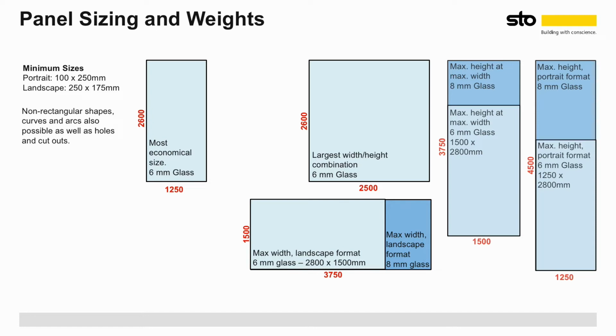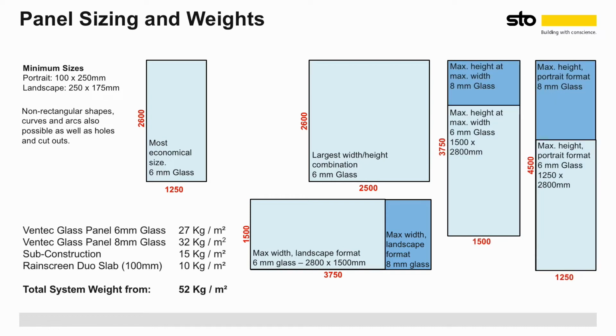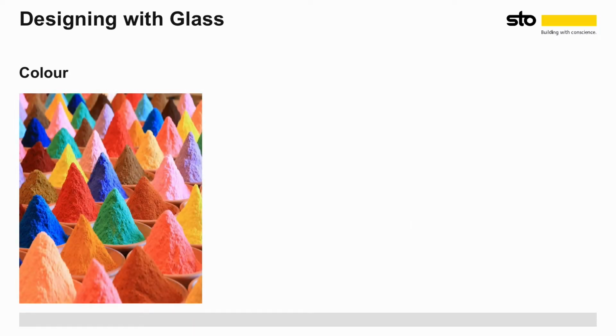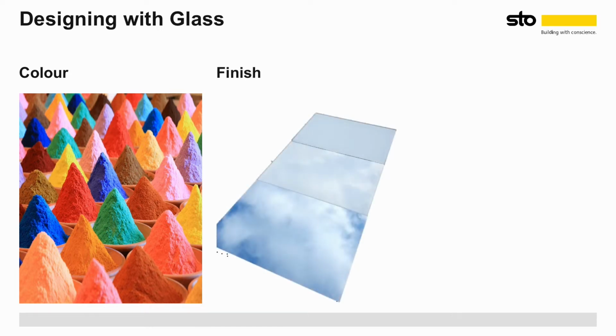Again, 8 mm glass is used for heights over 2.8 meters. Smallest formats are 175 by 250 mm horizontally and 250 by 100 mm vertically. Also, non-rectangular shapes are possible, as well as curves and arcs. Glass is not only a remarkable material in terms of appearance, but also its design flexibility. You can choose single color, multicolour or metallics for your bespoke design, with a variety of finishes available.